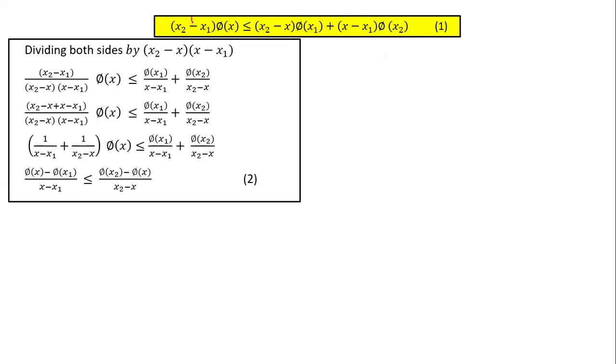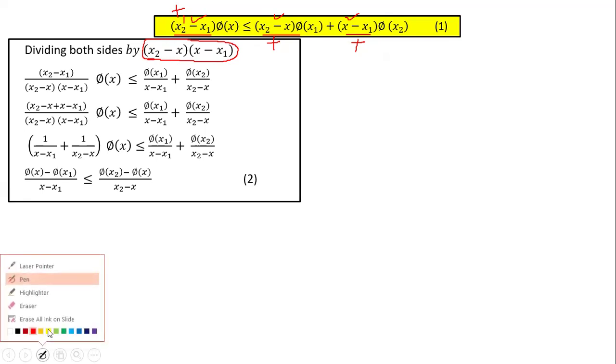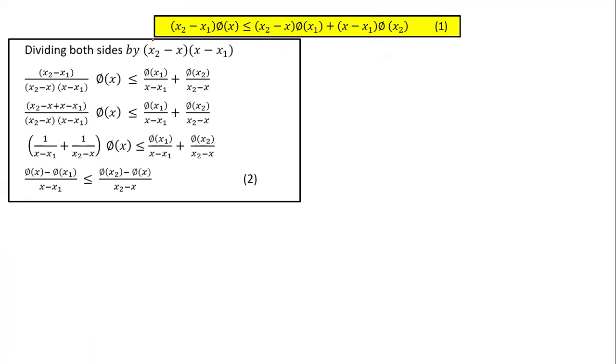We have 3 terms, x2 minus x1, x2 minus x, x minus x1. And obviously all of these 3 terms are positive. I have already told you about this. This is positive, and in the previous slide we have discussed this is also positive. So we will divide one by one by taking any 2 of them. So firstly, I am taking these 2, x2 minus x and x minus x1. To make the inequality, we have to divide by all the possible pairs of these terms.